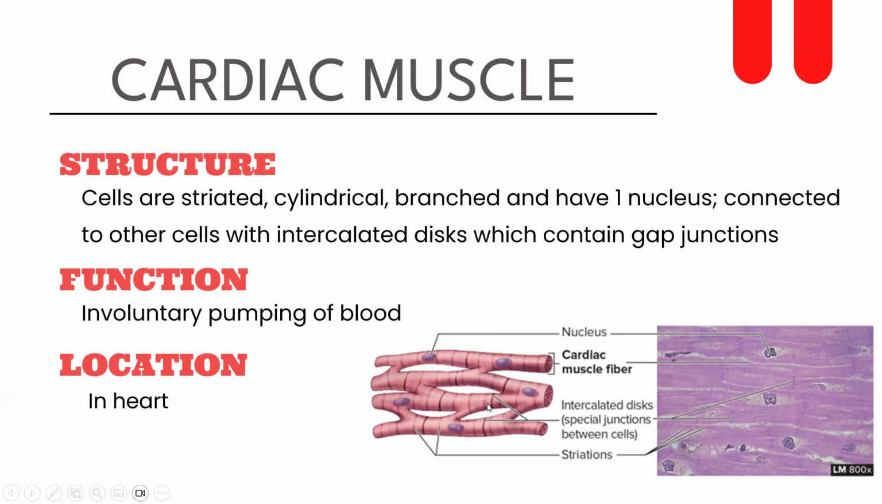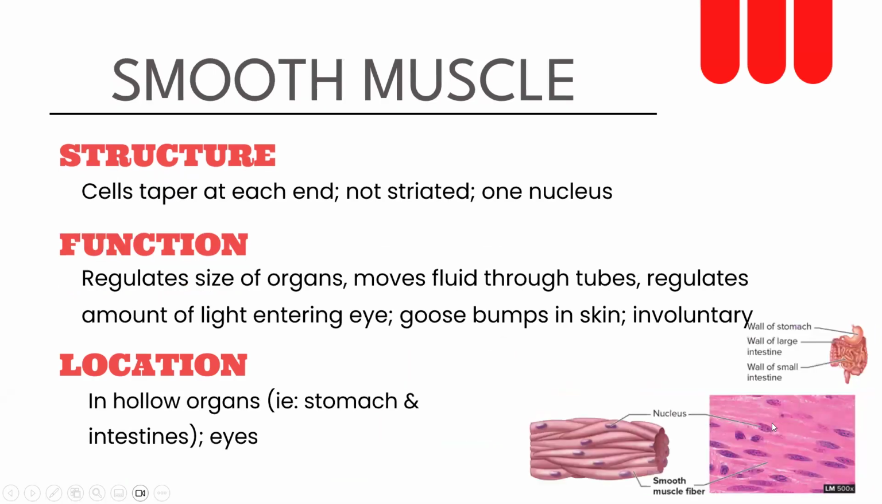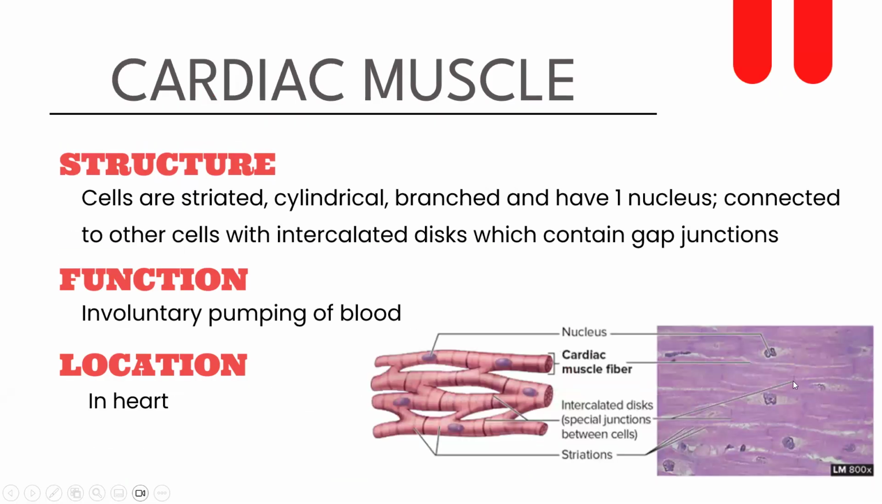Another feature is intercalated discs, and this is a special type of gap junction. So this darker band here is referring to an intercalated disc. And so these are special gap junctions between our cardiac cells, and it's going to let ions pass very quickly. And that's kind of what we mentioned when we talked about gap junctions up in the beginning of our presentation.